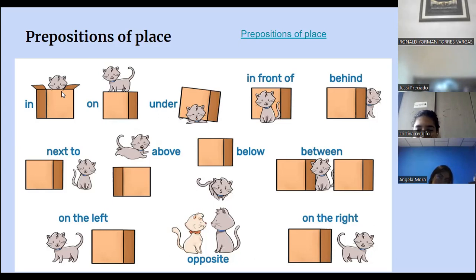Between, it might be like this. I am between the box. My face is between the box and the water container, en medio de, right? On the left, hacia la izquierda. On the right, hacia la derecha. And opposite, cuando estamos así, ¿no? We're facing each other, but we are on opposite sides, right?